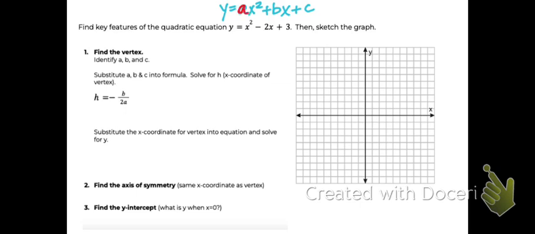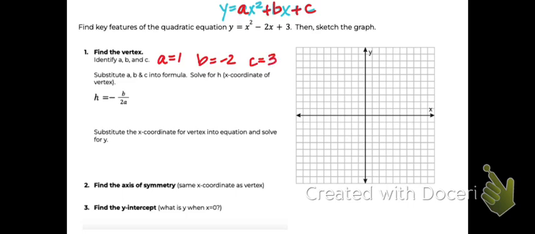The a is the number in front of the x squared. If there isn't a number, we assume that it's 1, that there's 1x squared. The b is what is in front of the x. Notice it says plus b. In this case, we are subtracting 2x. Subtracting 2x is the same as adding negative 2x. So b, in this case, is negative 2. And then c is just the number that's added at the end. And in this case, c is 3.